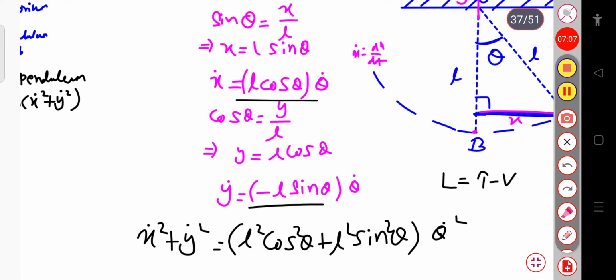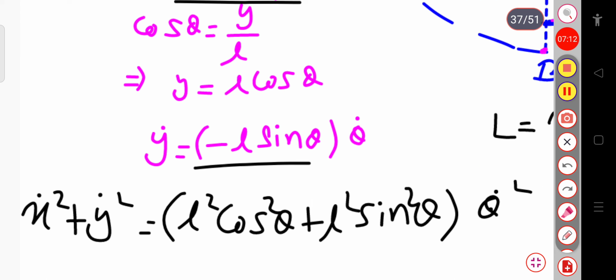So this cos square theta plus sin square theta is 1. So simply we can write, taking this L square common, this will be equal to L square theta dot square. Since cos square theta plus sin square theta is 1, this x dot square plus y dot square will be equal to L square theta dot square.